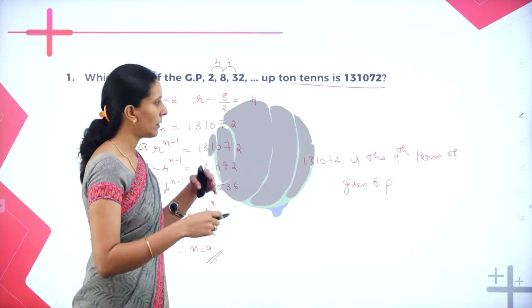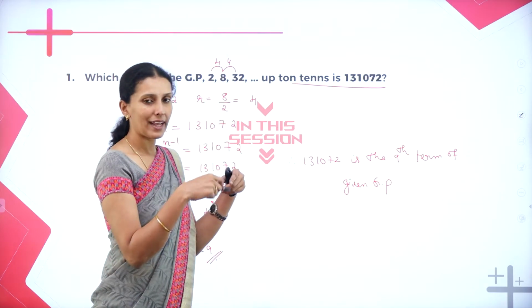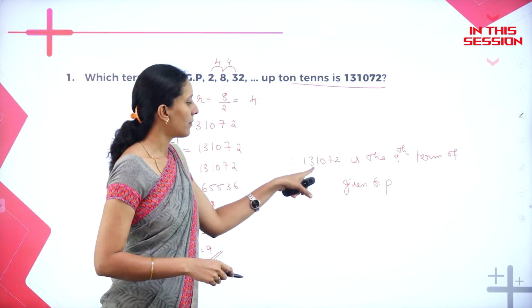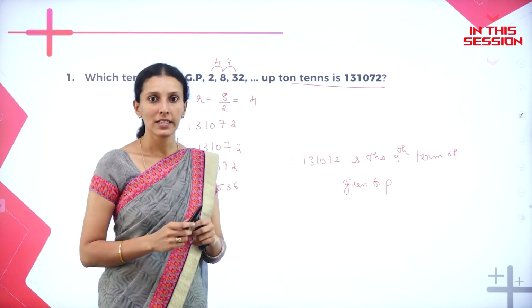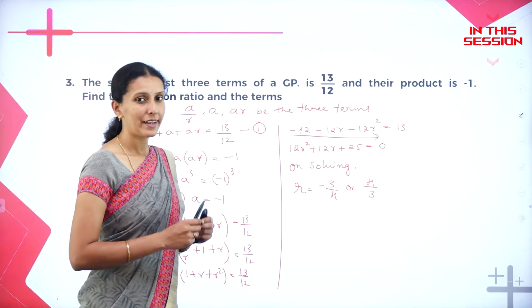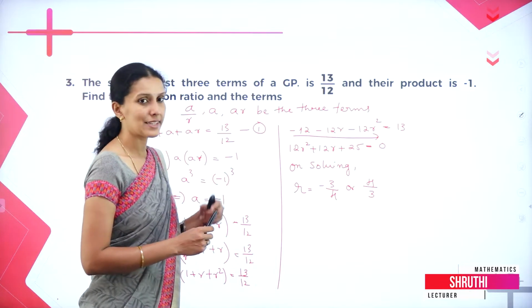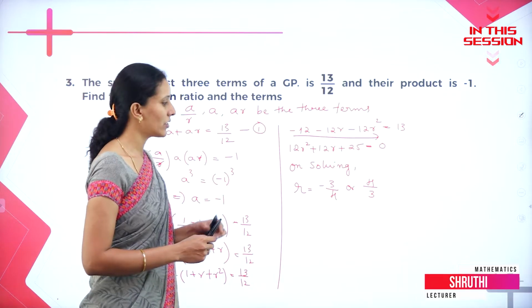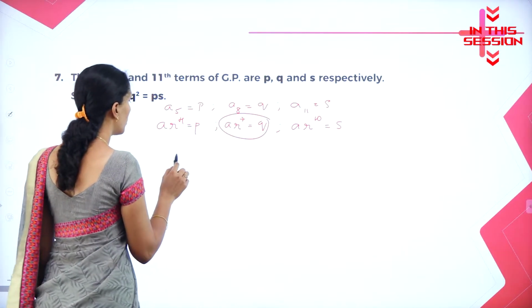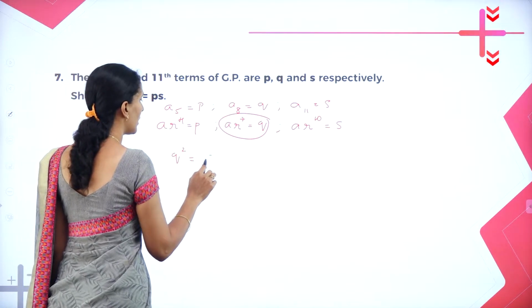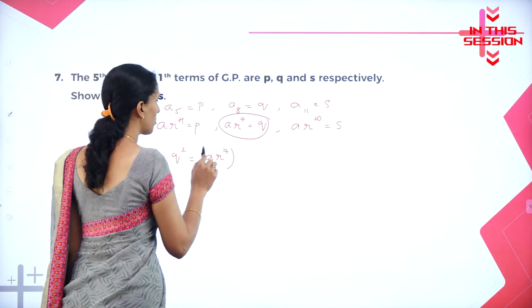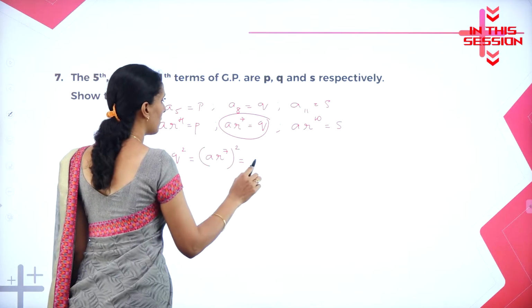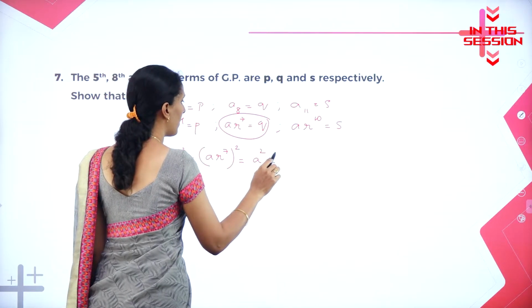So when you go on multiplying with 4 to the next term, you will get the 9th term as 131072. The quadratic equation and applying this as A, B, C values. So we will get the value of R as minus 3 by 4 or 4 by 3. Let me take Q square. So Q square means (A R power 7) whole square. This is nothing but A square R power 14.